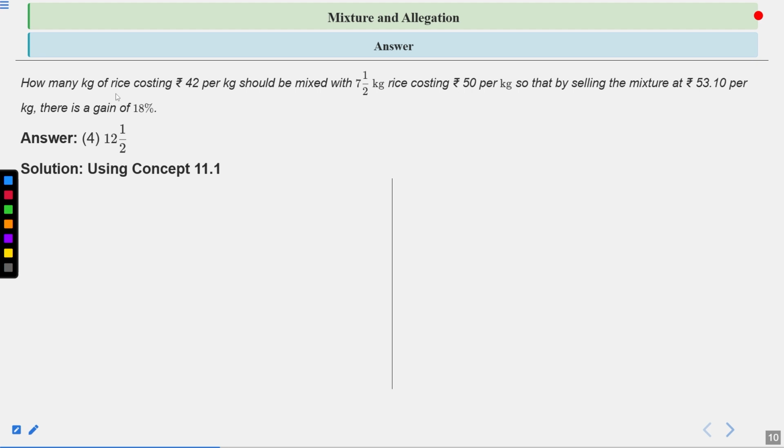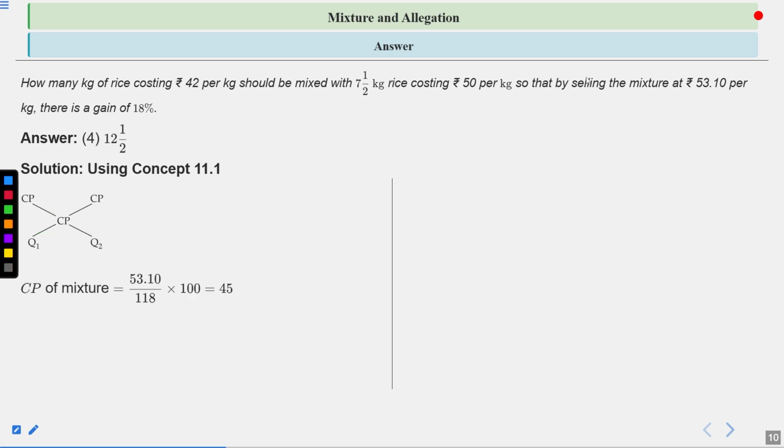Now see the detailed solution using concept 11.1 in this question. So we make the ratio of CP1 and CP2, and we take the ratio with the average cost price of the mixture. So we get the ratio of the quantities Q1 and Q2.